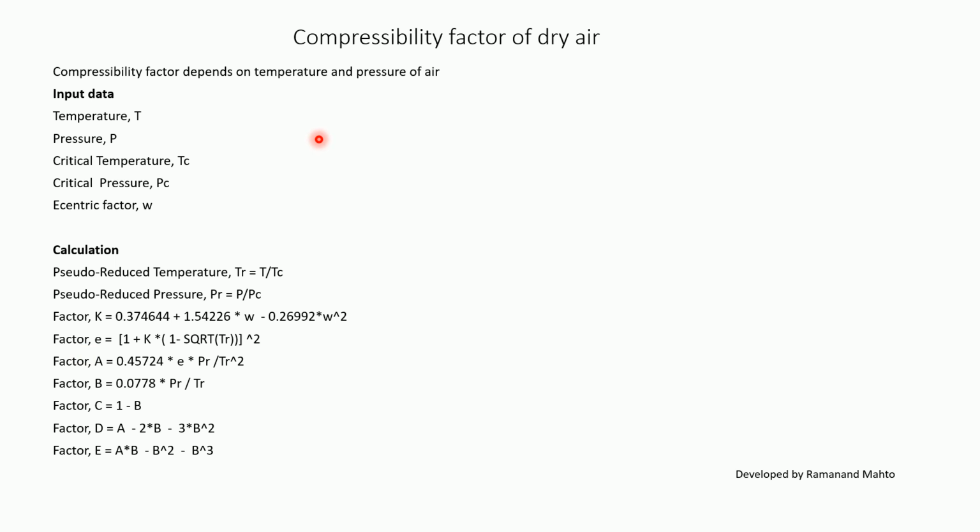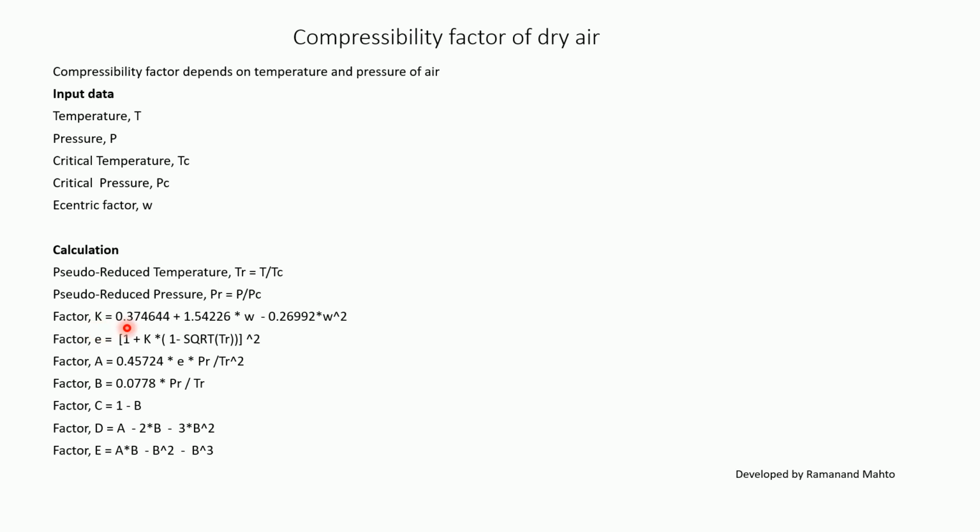The compressibility factor of dry air. Compressibility factor depends on temperature and pressure of air. So what data are needed? Temperature and pressure are given, and critical temperature, critical pressure and eccentric factor of dry air you know how to calculate from the previous slide. So all this information is available, then the calculation can be done. Pseudo reduced temperature Tr is equal to T upon Tc. Pseudo reduced pressure Pr is equal to P upon Pc.